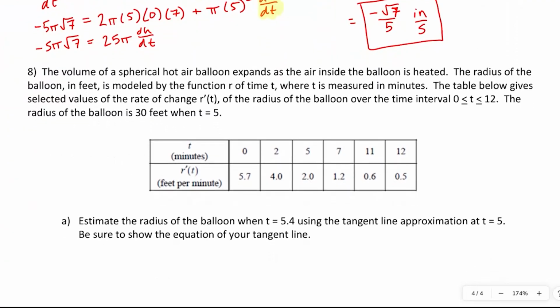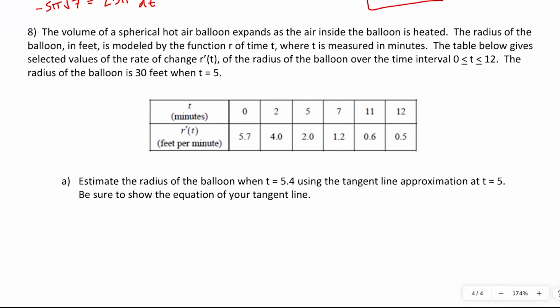It says the volume of a spherical hot air balloon expands as the air inside the balloon is heated. The radius of the balloon in feet is modeled by the function r of t, where t is measured in minutes. Okay, so we've got this notation, r prime.